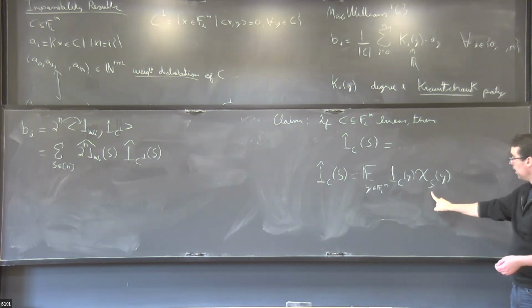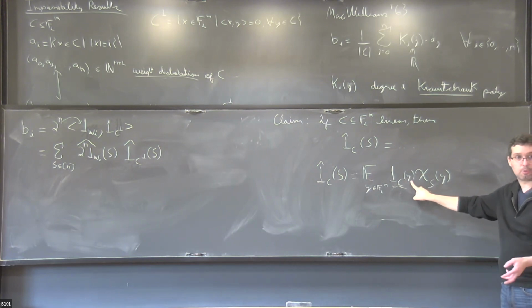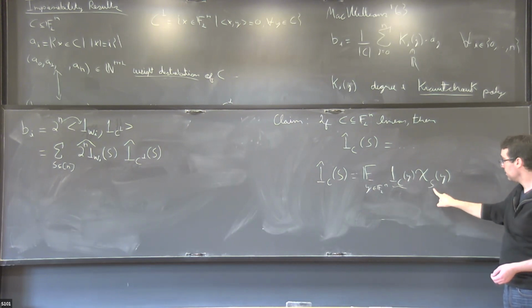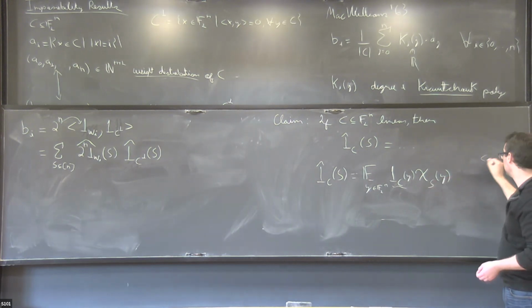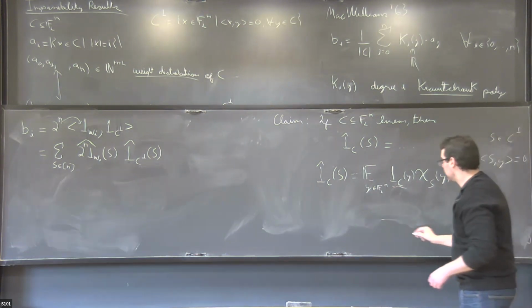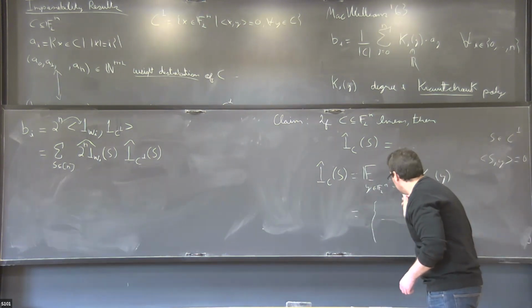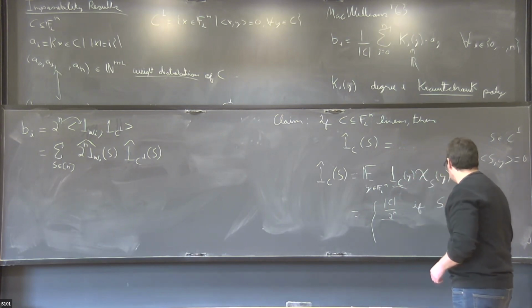Because of this indicator, we only consider y's in the code. And whenever S is in the dual, this is going to evaluate to 1, because recall that the inner product of S and y, if S belongs to the dual, is always 0. Then this always evaluates to 1, and this is just a fraction. So this is going to be the size of the code divided by 2 to the n, if S belongs to the dual.